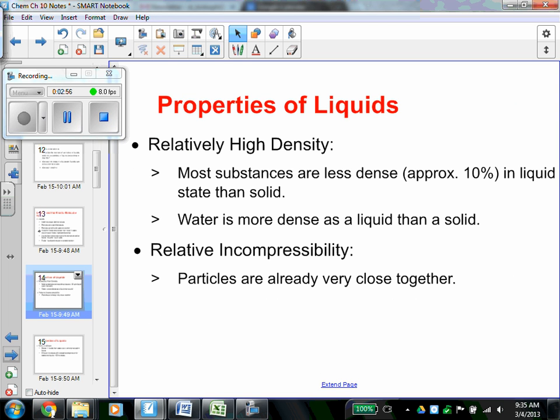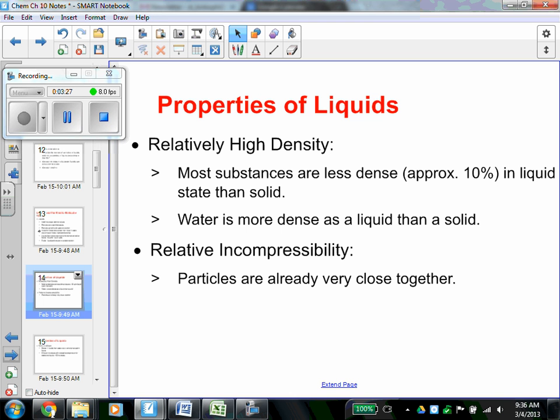All right, next, let's talk about some properties of these liquids. They have relatively high density. Of course, this is not according to the kinetic molecular theory, but if we compare and contrast these to the gas state, we see that gases have 1,000 times greater volume than liquids do. Why? Because liquids have greater forces of attraction.